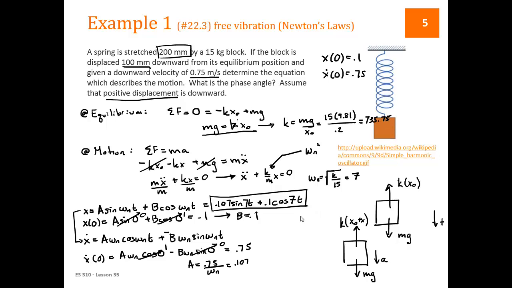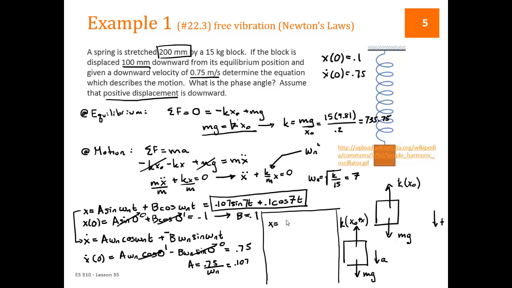In terms of the other version, x can also be written as c sine of omega n t plus phi. C was equal to the square root of a squared plus b squared. So plug in 0.1 squared for b squared and 0.107 squared for a squared. We get c is equal to 0.147.